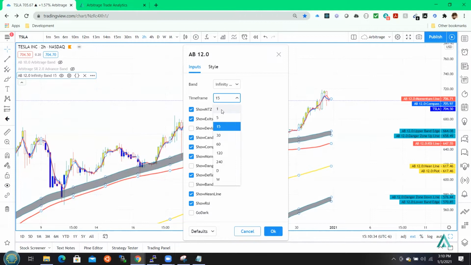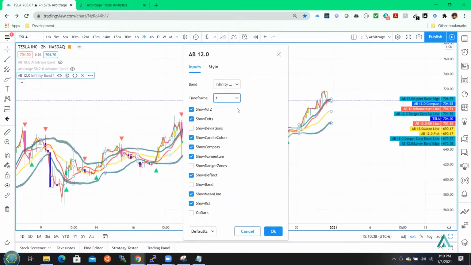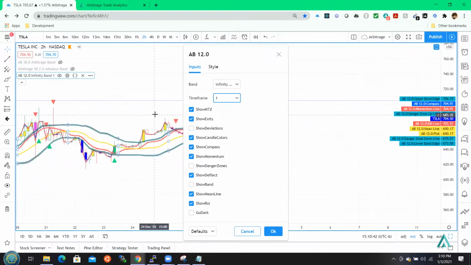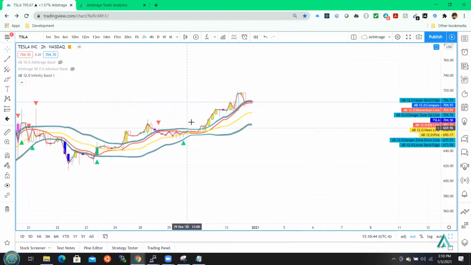I always say use the biggest band on the smallest time frame. So typically I'd be using an infinity band on the 1 minute if I'm trying to do a scalp or a longer term trade. For example, this trade on Tesla, which spanned from the 23rd all the way to the 28th. There was some down, then back on the 29th, got back in and was able to ride.